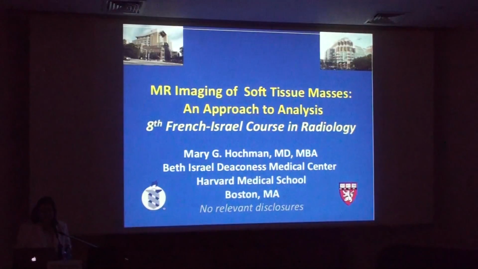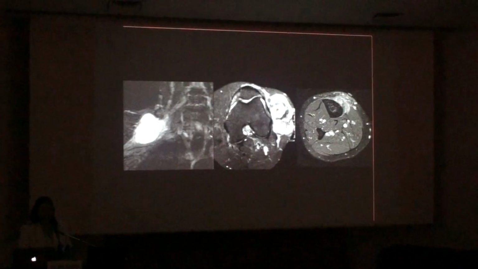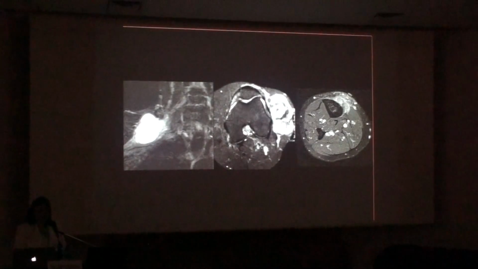So I'm going to be talking to you about MR imaging of soft tissue masses and approach to analysis. Soft tissue masses are common, sometimes because the patient presents with it, sometimes because it's found as an incidental finding, and when you see it, how should you think about it?